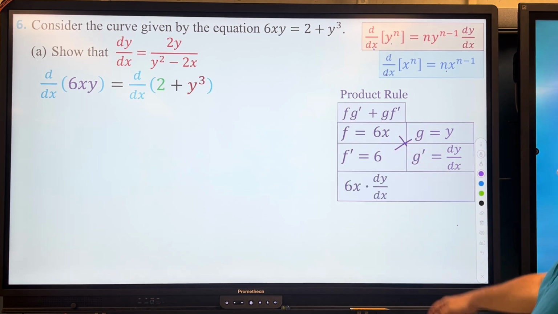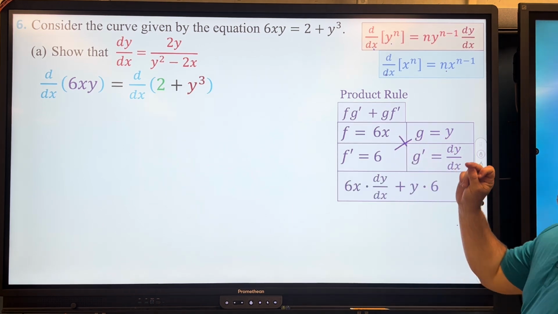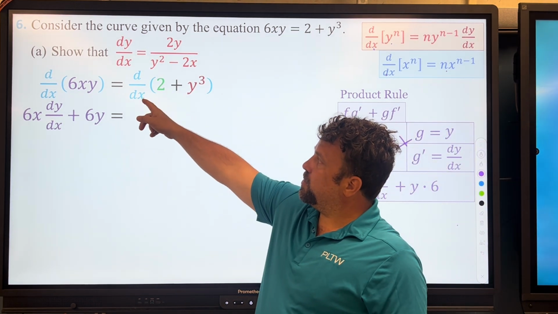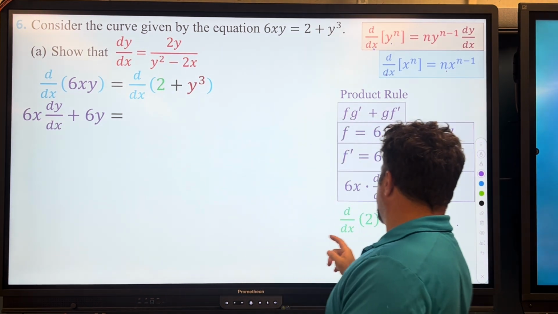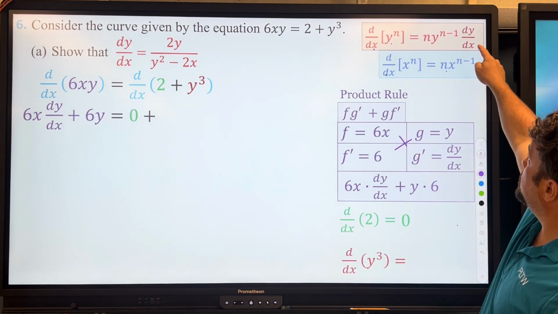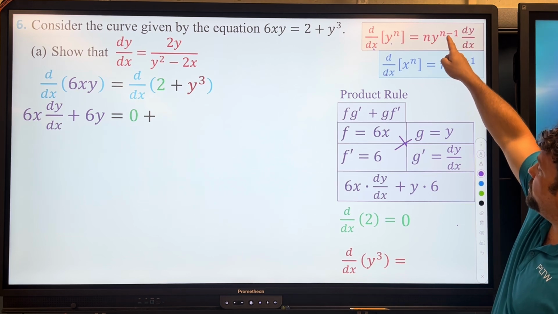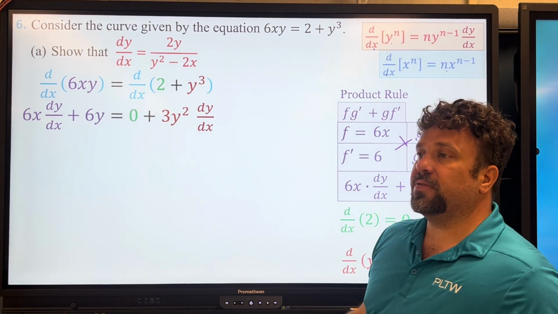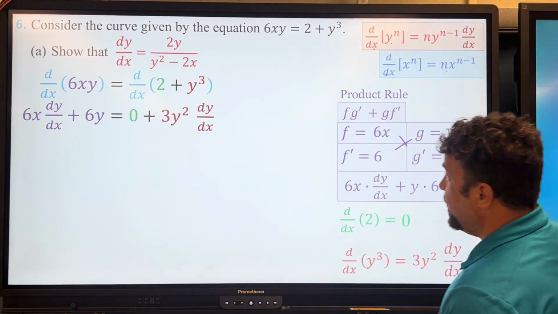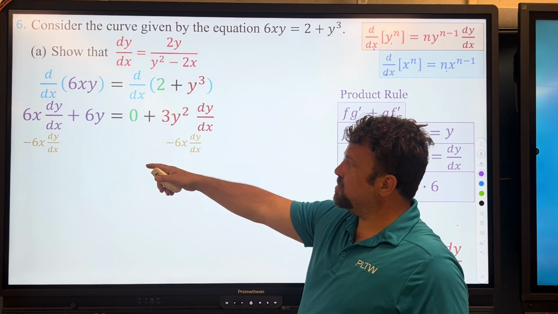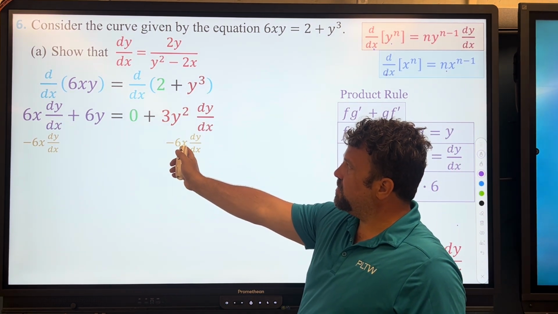6x times dy dx plus 6 times y. Derivative of a constant, no matter what you're differentiating in terms of, is 0. Derivative of 2 equals 0. And the derivative of y cubed is 3y to the 3 minus 1, which is 2, times dy dx. All right, so that's the first step. The second step is you want to collect everything with the dy dx on the left side and put everything else on the right side. So I'm going to subtract 6x dy dx from both sides.